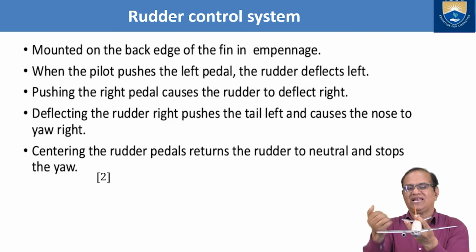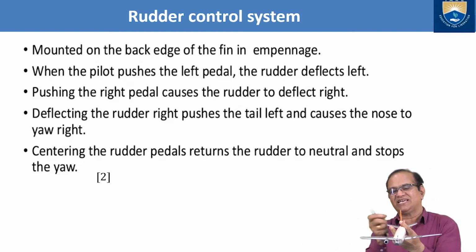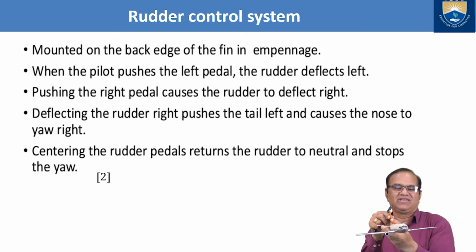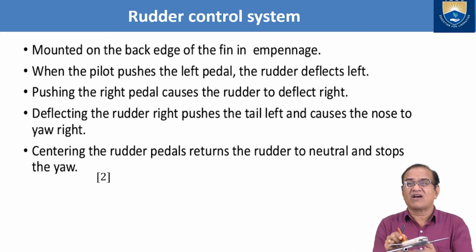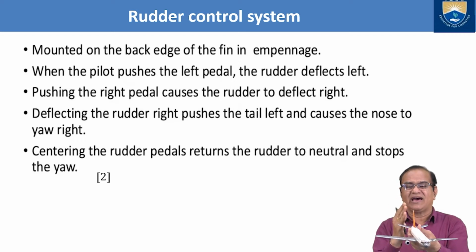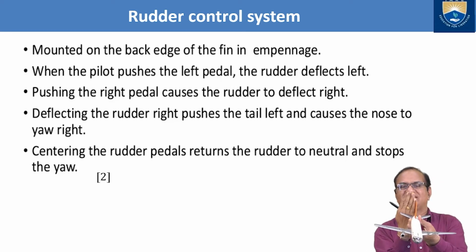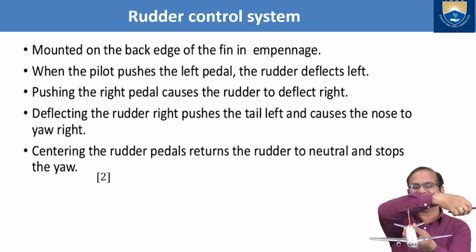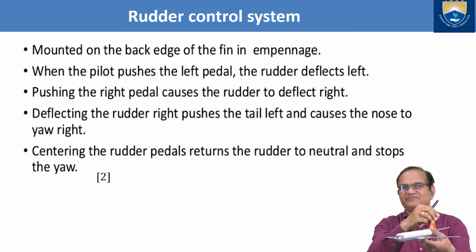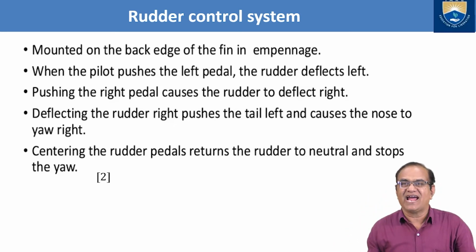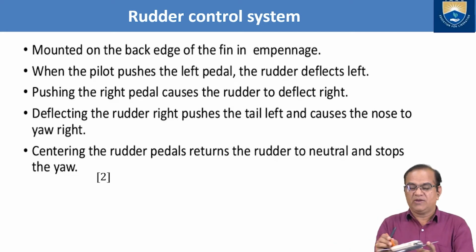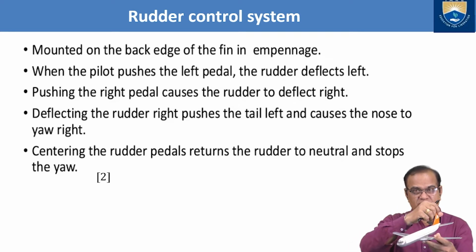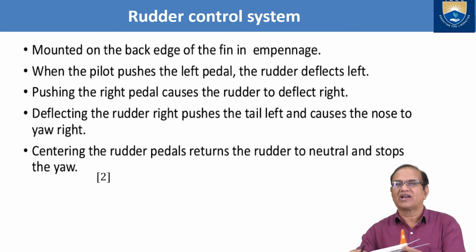So the force will act in this direction, and it will move in the left direction. Pushing the right pedal, the rudder will go right, and a force will act in this direction. Deflecting the rudder right pushes the tail left and causes the nose to go right. So if you push right, it will push the tail towards the left, and the nose will go right.